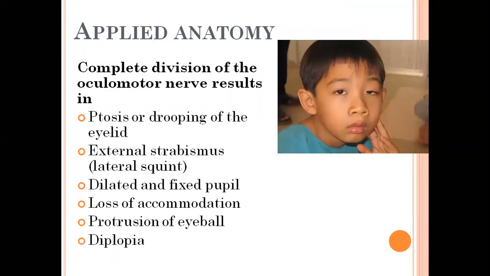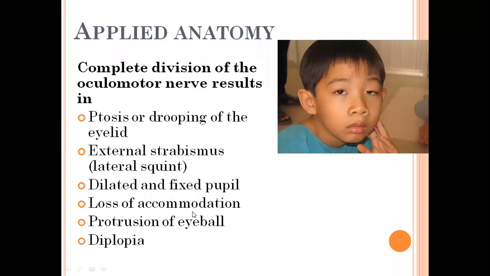Now I'm going to take the applied aspect. The ciliary ganglion itself will not be injured, but if there is any injury to the oculomotor nerve due to an accident, if the apex of the orbit is damaged, then the oculomotor nerve will be completely damaged, which means the entire supply to the extraocular muscles will be lost. In that case the ciliary ganglion supply also will be lost, and since it supplies the pupillary and ciliary muscles, it causes a dilated fixed pupil and loss of accommodation.